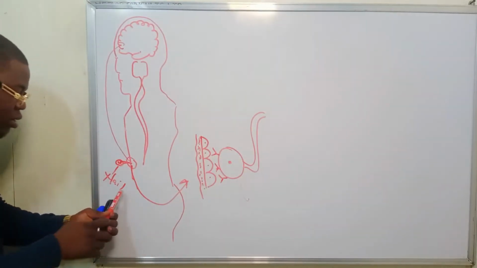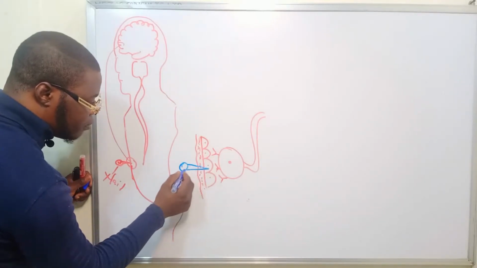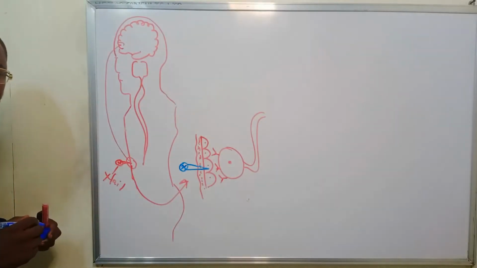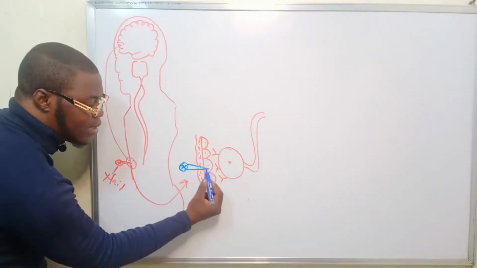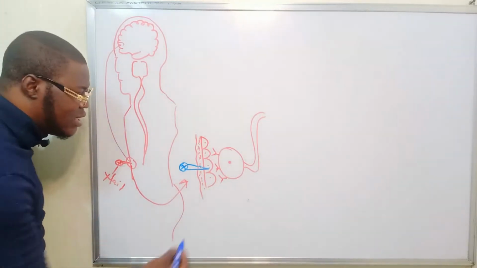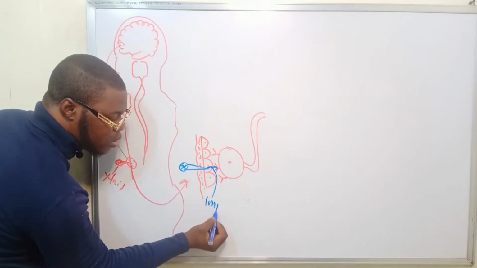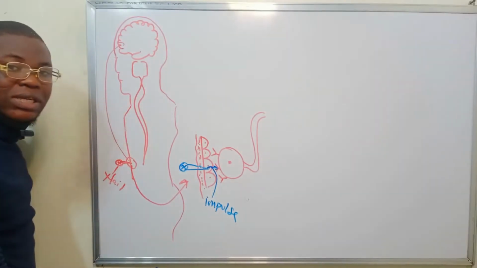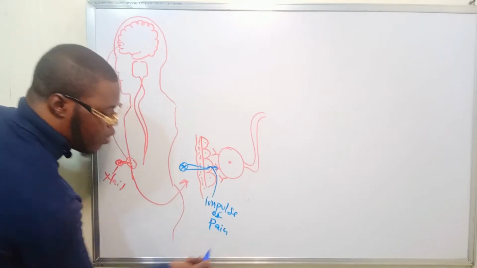And we have that nail thrusting this part of the person's abdomen. As simple as that. Now, what will happen? When this person is thrusted with a nail, this cell is going to be damaged. And when it is damaged, it is going to send a message called impulse. But which impulse? Impulse of pain.